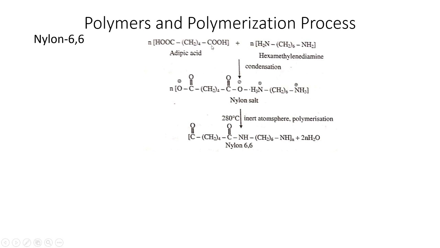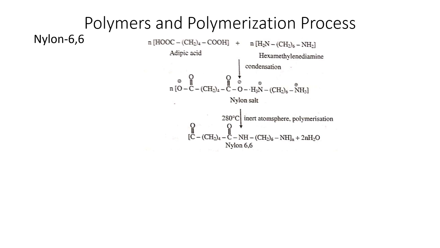But if you carefully observe both the reactants, there are six carbons. Look here in adipic acid: two carbons of the acidic group and four carbons of methylene. So this is one molecule with six carbons. This is also another monomer unit containing six carbons, and therefore it is called nylon 66. It is not sixty-six, it is 6,6.